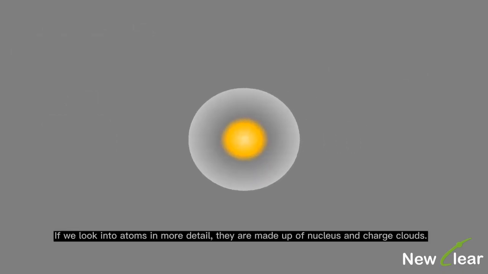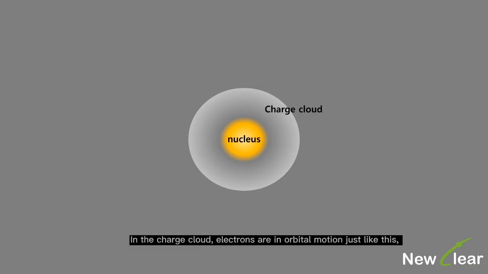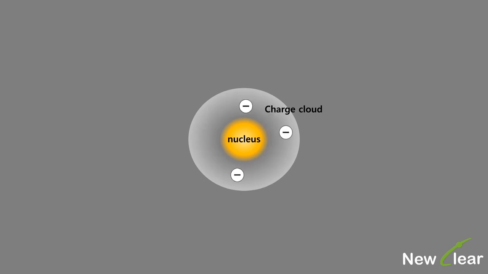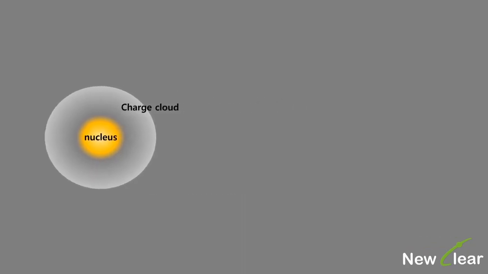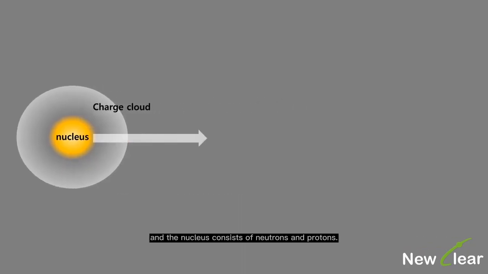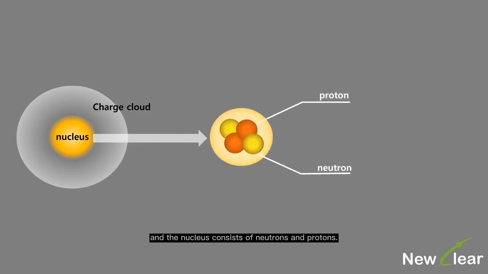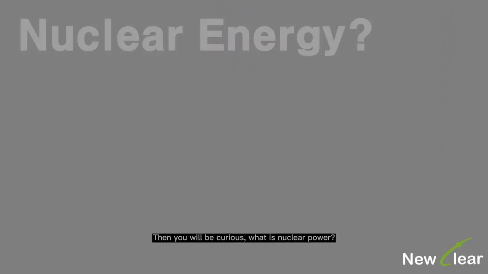If we look into atoms in more detail, they are made up of a nucleus and a charged cloud. In the charged cloud, electrons are in orbital motion just like this. And then the nucleus consists of neutrons and protons. So we've briefly talked about atoms, and then you'll be curious, what is nuclear power?